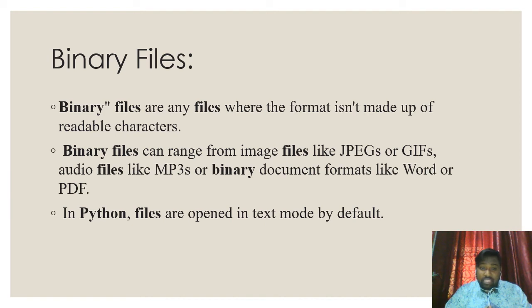Binary files can range from image files like JPEGs or GIFs, audio files like MP3s, or binary document formats like Word or PDF. In Python, files are opened in text mode by default. That's the default mode, text mode. After that we can change into binary mode.